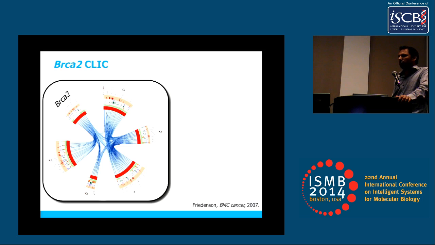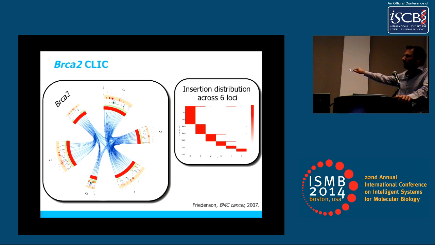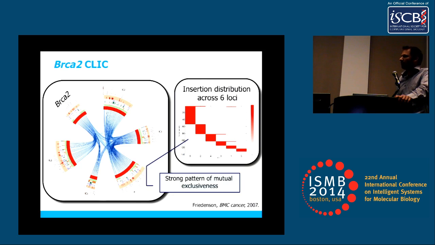It's also interesting to consider the insertion distribution across these 6 loci. That's shown here. Here are a selection of the tumors, and these are the 6 loci. One of the striking observations is that there is a really strong pattern of mutual exclusivity. And this is usually an indication that these insertions really target the same gene.